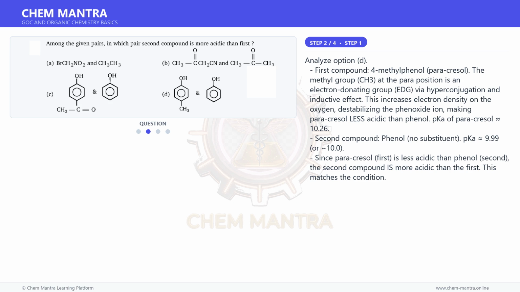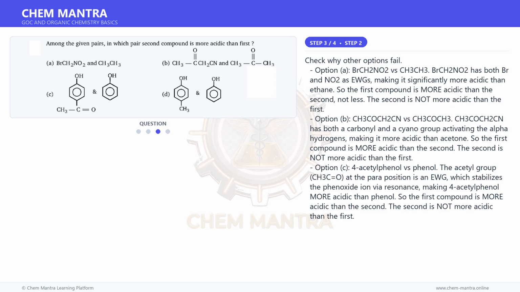pKa of para-cresol is 10.26. Second compound, phenol, no substituent, pKa 9.99 or approximately 10.0. Since para-cresol, the first, is less acidic than phenol, the second, the second compound is more acidic than the first. This matches the condition. Moving on to the next step.